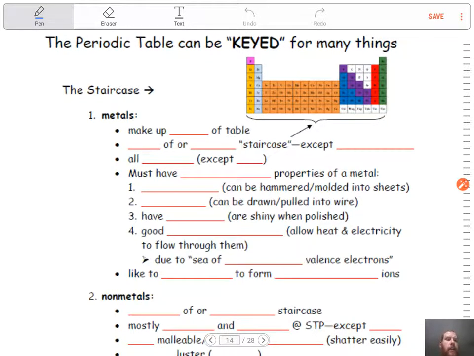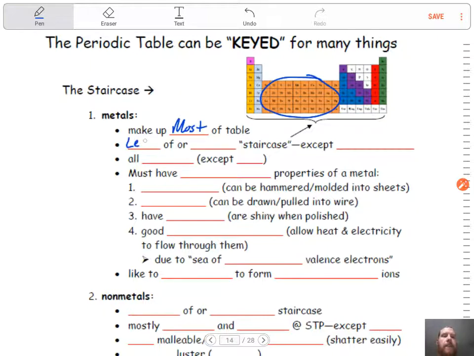So staircase. Metals make up most of the table. Now think about in here where it's orange on this particular periodic table, those are your transition metals. So don't overthink it. If you know where those are, you know that that side of the staircase has to be your metals. And then to the right of it are going to be your nonmetals, which we'll get to in just a minute. So again, they make up most of the table.